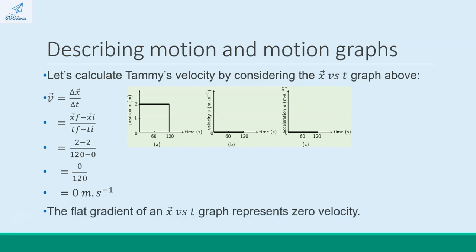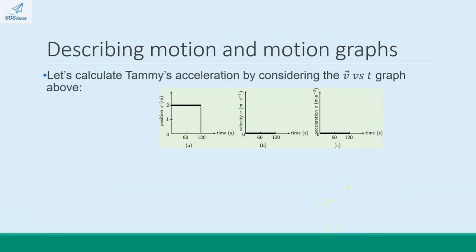The flat gradient of an x versus t graph is going to represent zero velocity. Now, you wouldn't generally be asked to calculate a flat gradient. So you just need to know that a flat gradient of an x versus t graph will represent zero velocity. And in the same way, we're going to see that a flat gradient of a v versus t graph will represent zero acceleration. So next, let's do that.